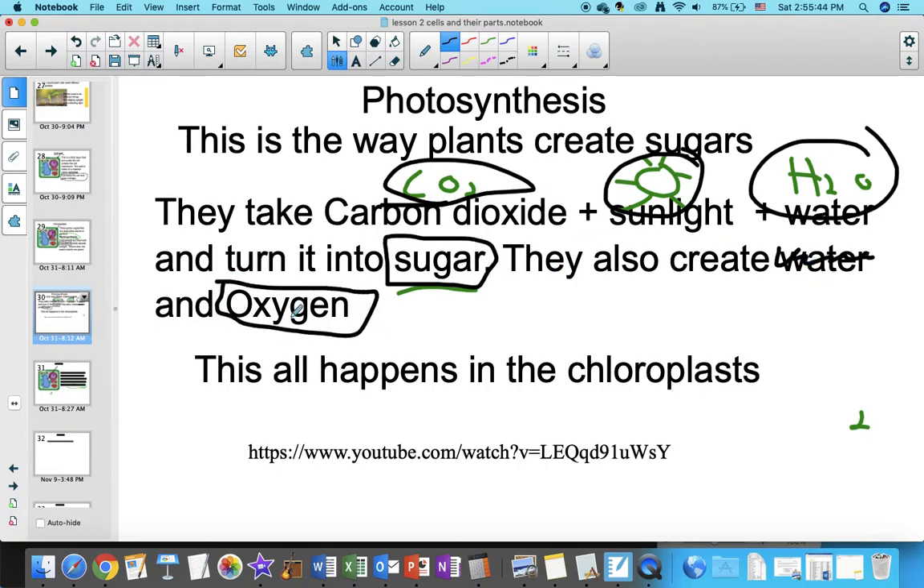So we're going to just focus on the fact that when they do photosynthesis, they take carbon dioxide, CO2, they take sunlight, they take water, and they turn it into sugar. And so what we get left with is mainly oxygen, right? And this all happens in the chloroplasts. So this is how they make sugar, and this is how they make oxygen. And that oxygen is their waste, and that's why they release so much of it.